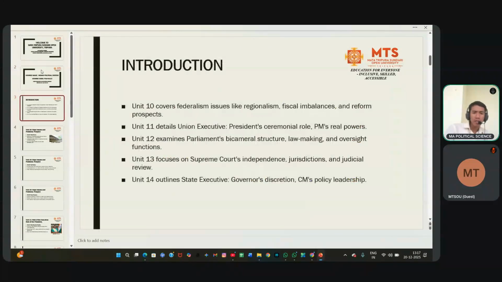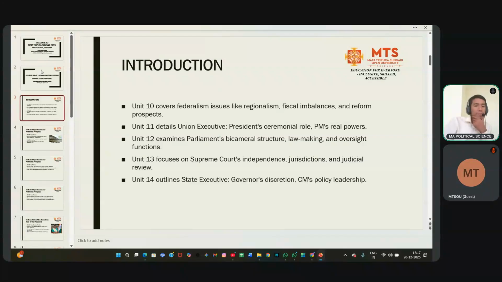In Unit 10, we'll be covering federalism: regionalism, fiscal imbalance, and reform prospects. Regionalism is when people are inclined toward their region, they want their region to develop and support it more. Fiscal means money, budget imbalance, and reform means what changes can be made or have been made there?